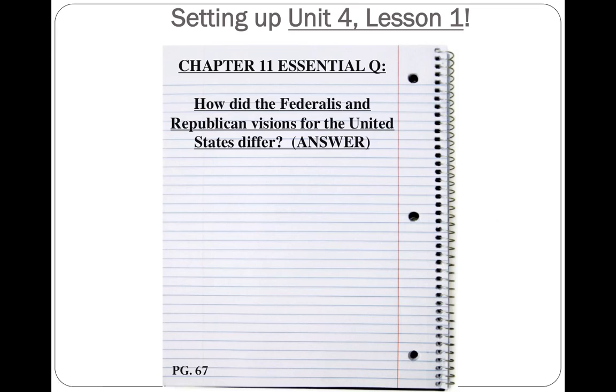Page 67, this is your essential question. Again, make sure you answer this at some point during the lesson. This is kind of the overarching question that we ask ourselves. That question is, how did the Federalists (sorry, typo, there's a T there) and Republican visions for the United States differ? Make sure you answer that.